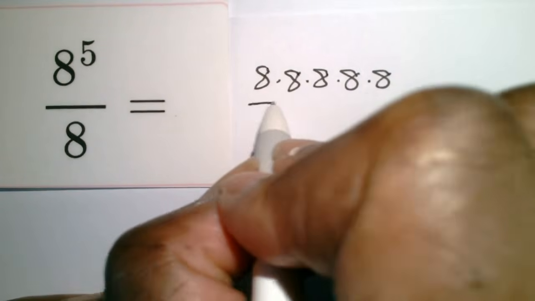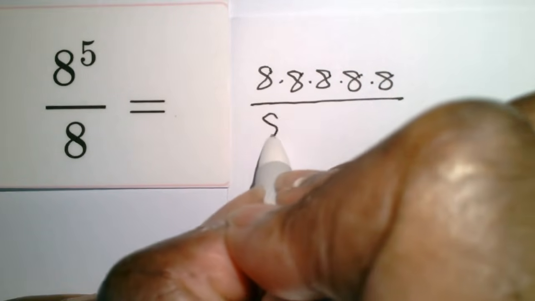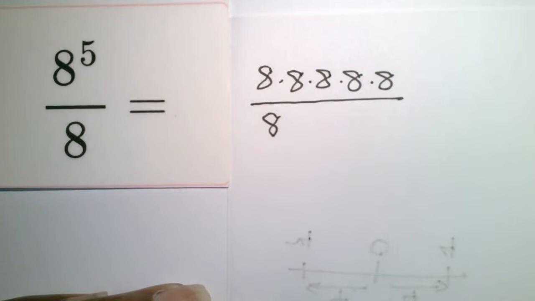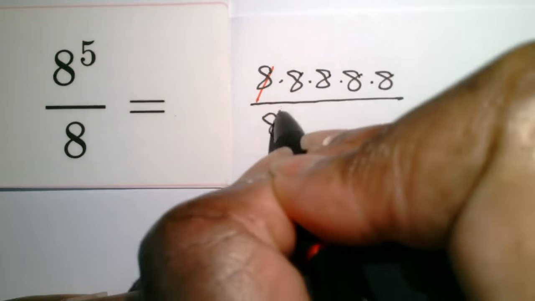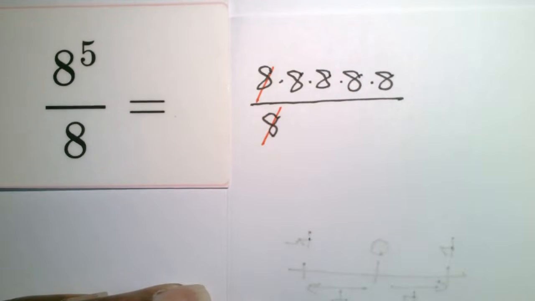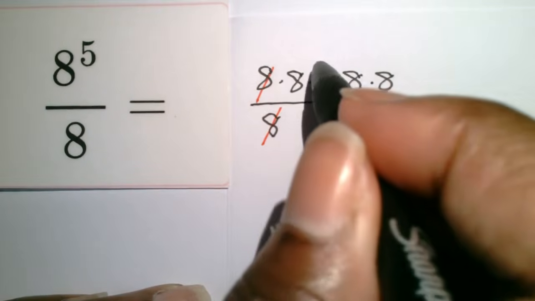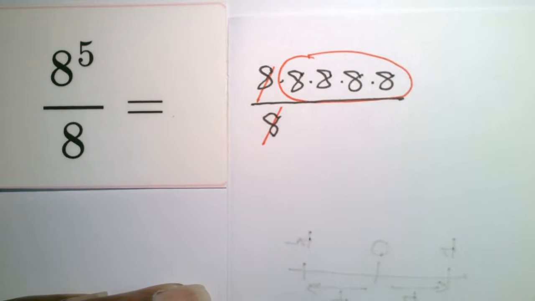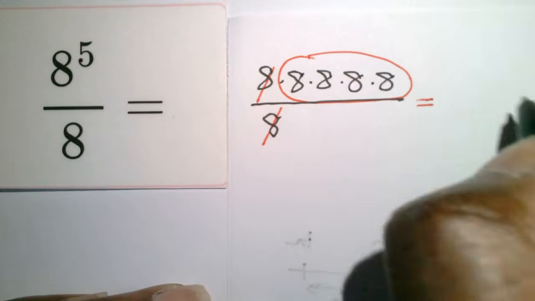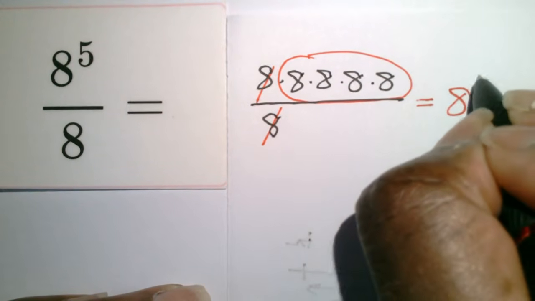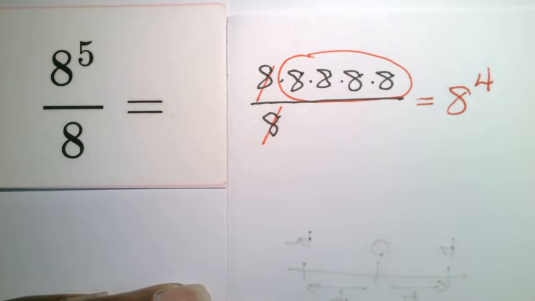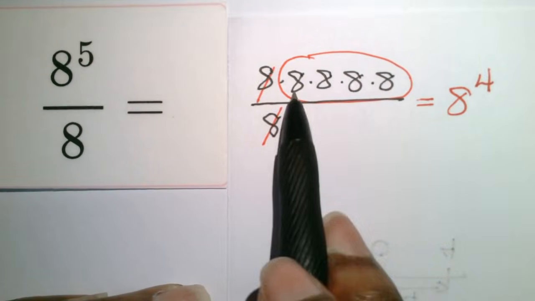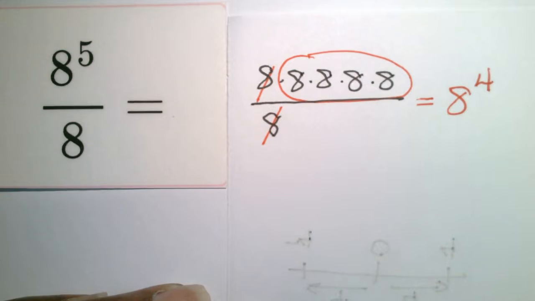Then you have a whole number of 8 in the denominator. So then let's take a look. We can do this 8 divided by 8, which gives us 1. And then what happens is we have 4 8s left over. And how you could represent those 4 8s is 8 to the 4th power. Okay, there's 4 groups of 8s.